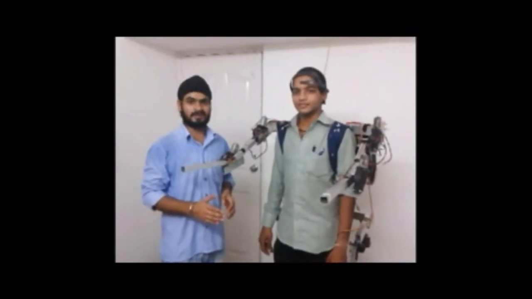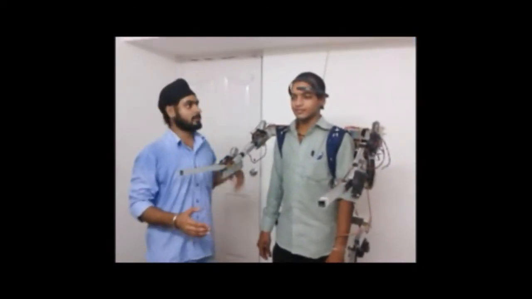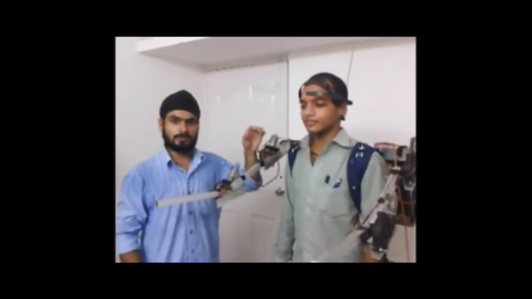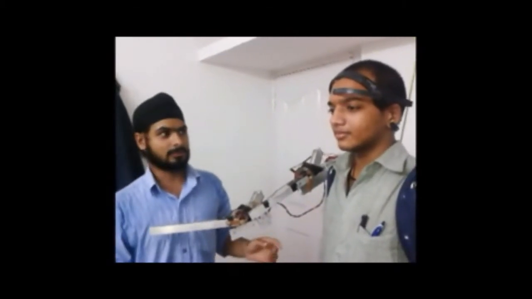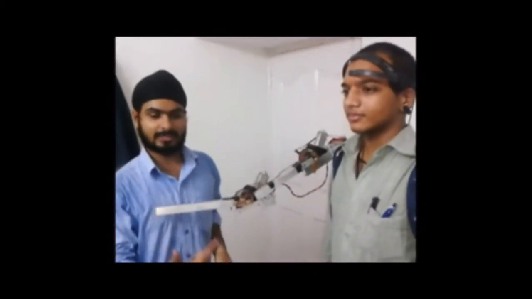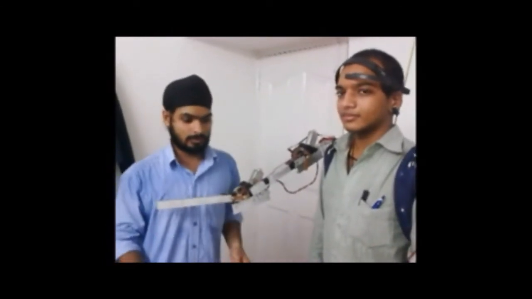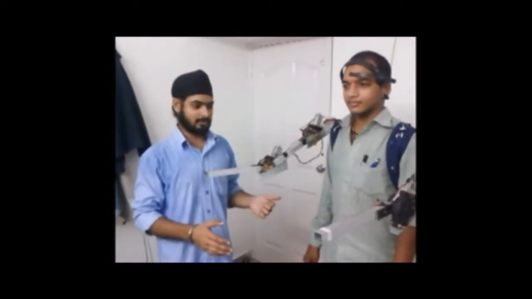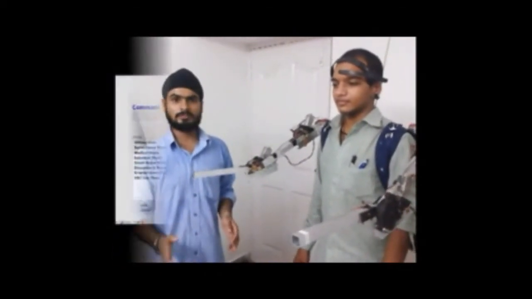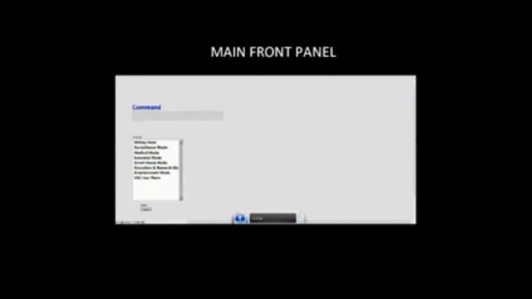Now this is Wiki in medical mode. So we have an EEG sensor from NeuroSky, which is measuring the brain parameters of the pilot, and this EEG sensor is connected to the LabVIEW by Bluetooth. Next we have pulse rate sensor and temperature sensor over here to measure the temperature and pulse of the pilot. The readings of these sensors are fed into the microcontroller, and the microcontroller further processes it and displays on the LabVIEW through voice commands.